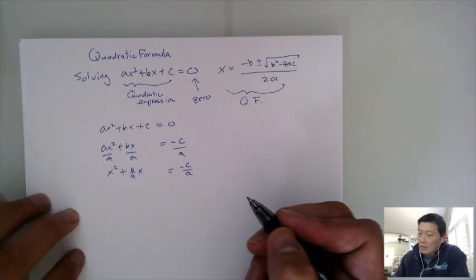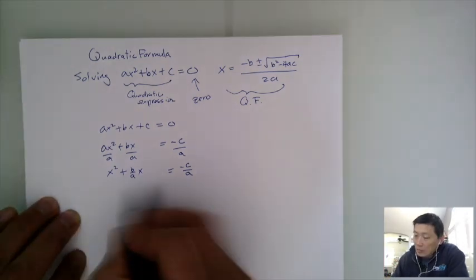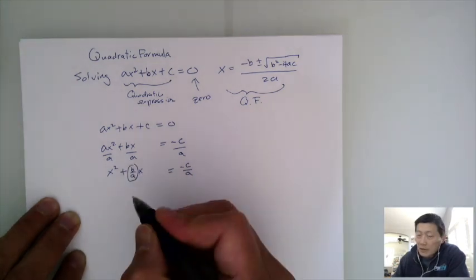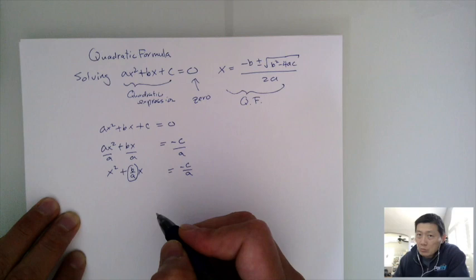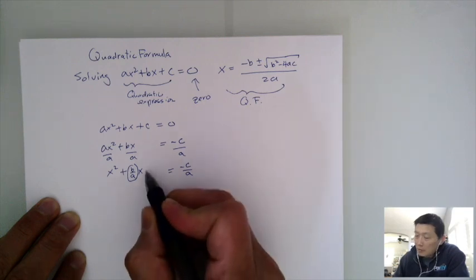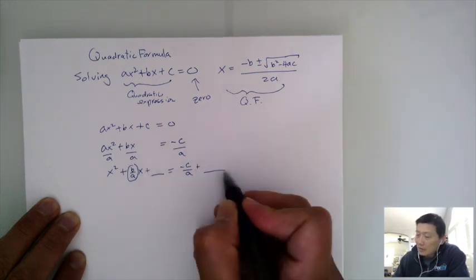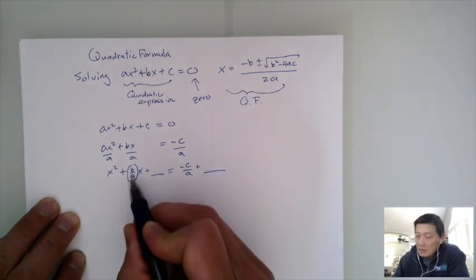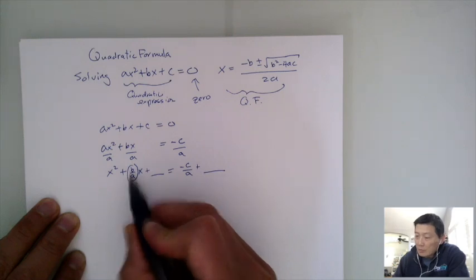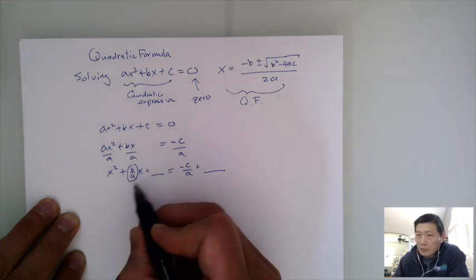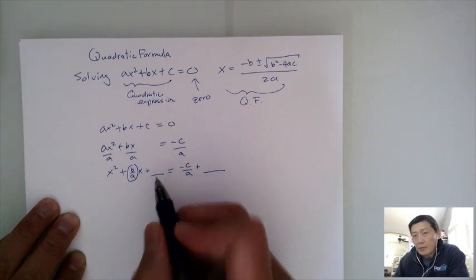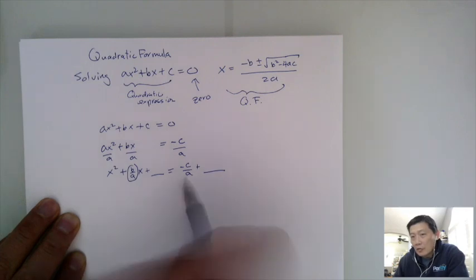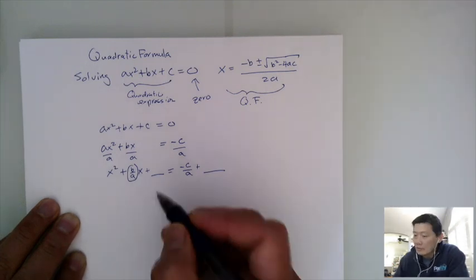Alright? Now, I'm ready to complete the square on this. Remember, completing the square is where you take the middle term, divide by 2, and then square it. Then you add it to here and add it to there. The middle term, the coefficient of the x term, is b over a. You divide by 2 and square that. Now, if you don't remember the completing the square methodology, check out my previous video. You should have it. Okay.